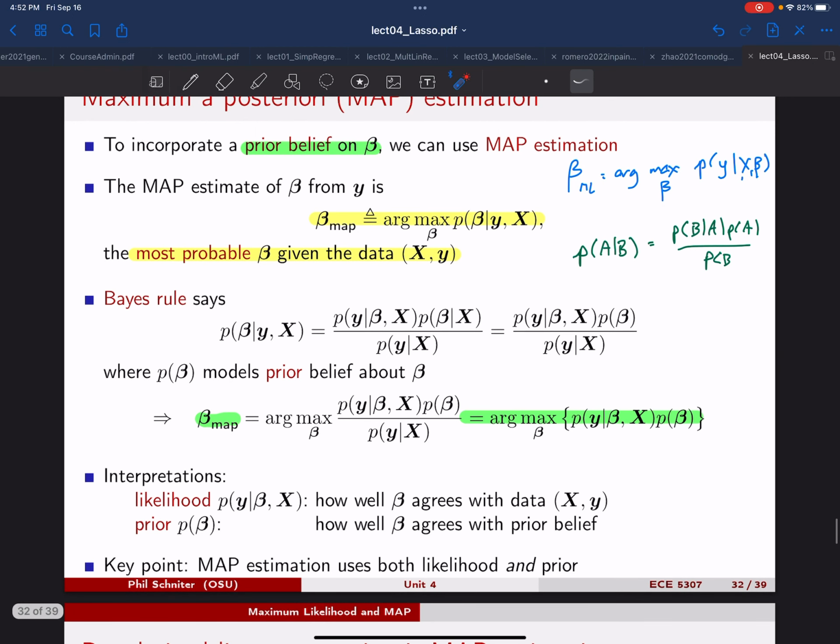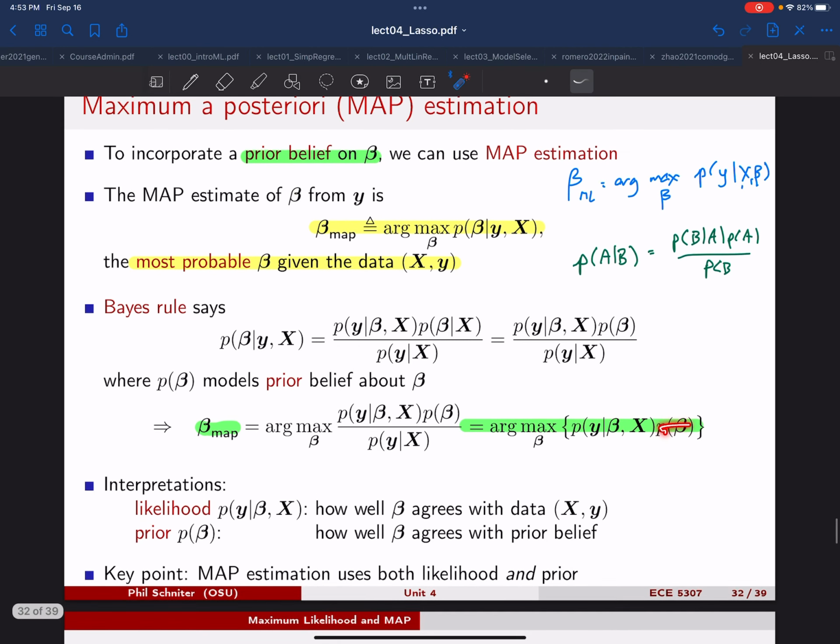Okay, so likelihood is how well beta agrees with the data. Prior is how well beta agrees with our prior belief. So when we do MAP, we use both the likelihood and the prior. When we do ML, it's like we're doing this without any prior. We're just looking at this alone. From another perspective, it's as if we had equal prior probability everywhere. So as if this belief about beta is that all betas are equally good. Now we're saying, nope, some betas are better than others. I believe in some betas more than others.